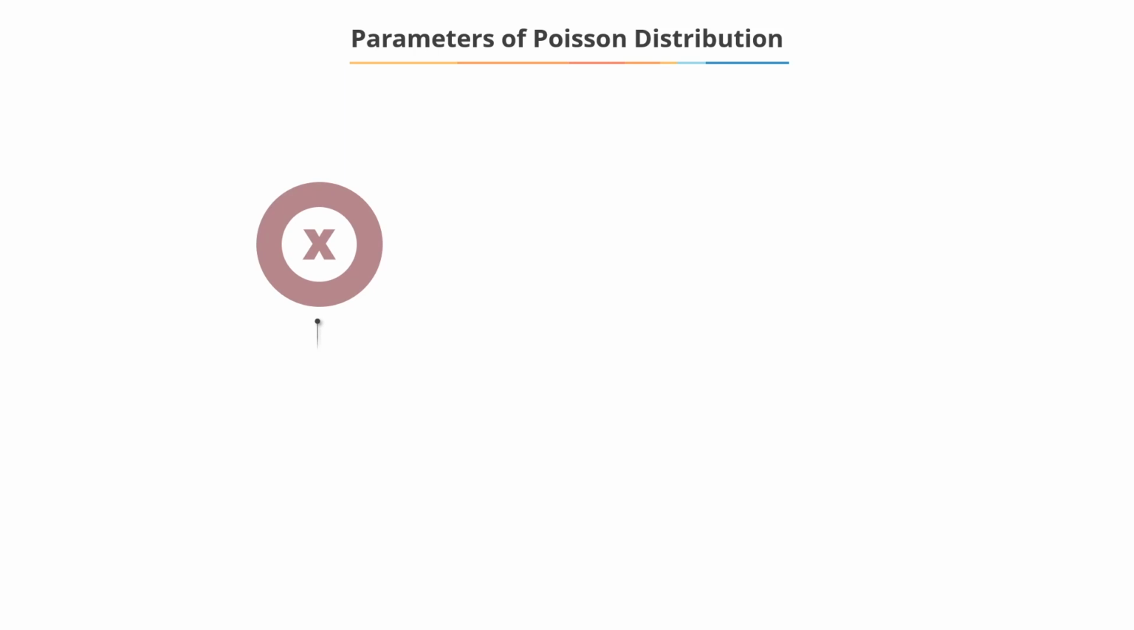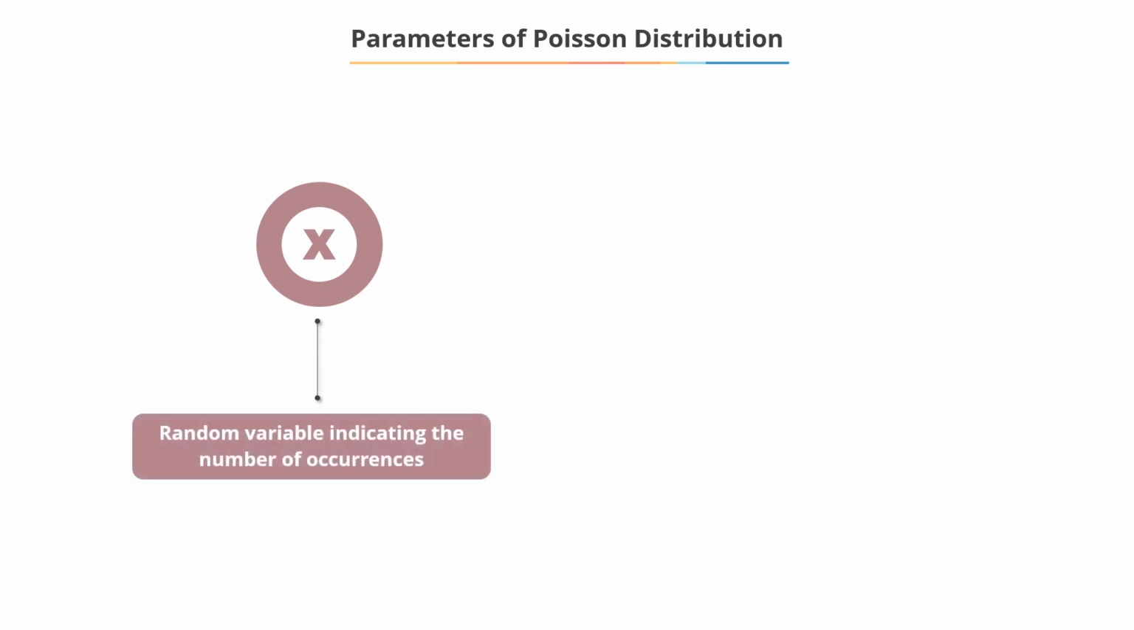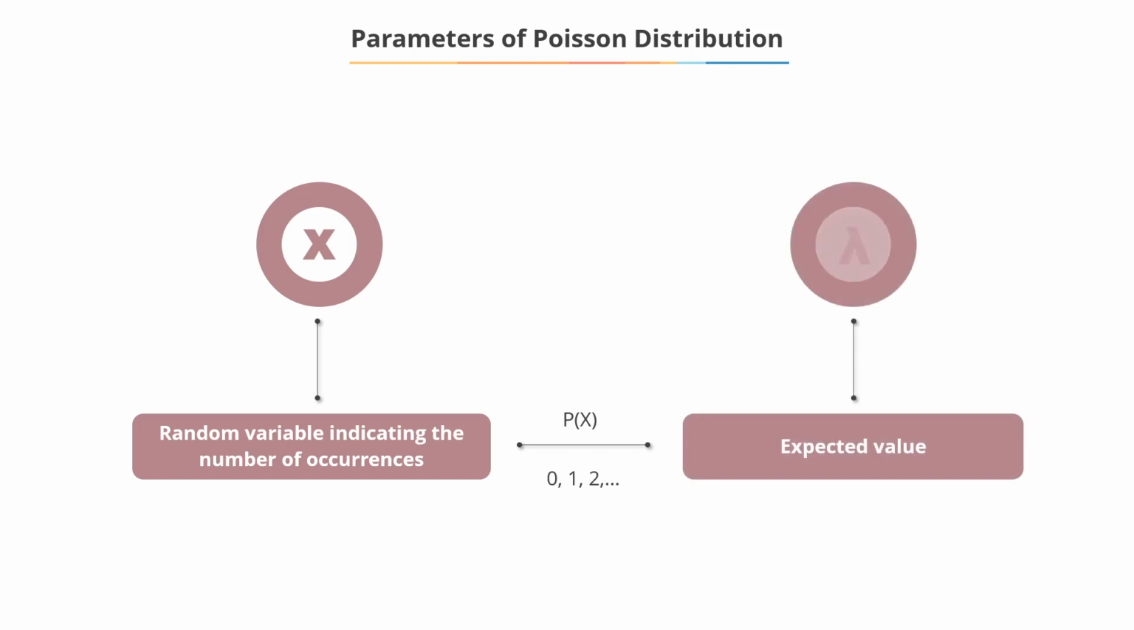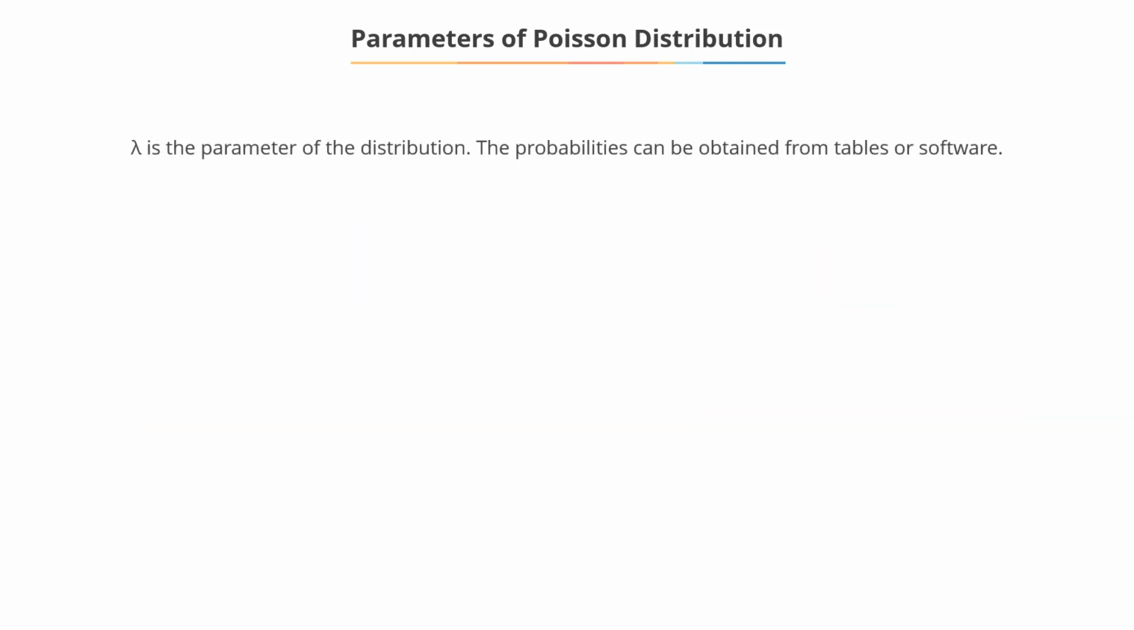If x denotes the random variable indicating the number of occurrences, which follows a Poisson distribution, the probabilities of x taking a given value, 0, 1, 2 and so on, depends on its expected value lambda. Lambda is the parameter of the distribution. For a given value of lambda, the probabilities can be obtained from tables or software.